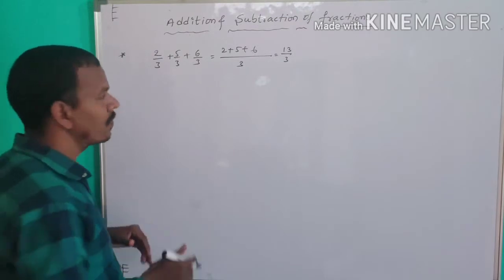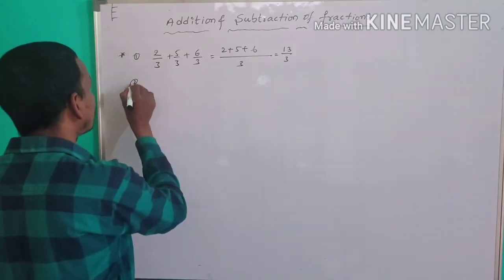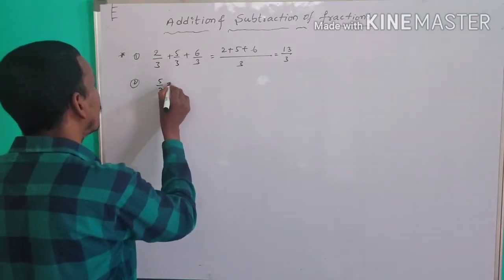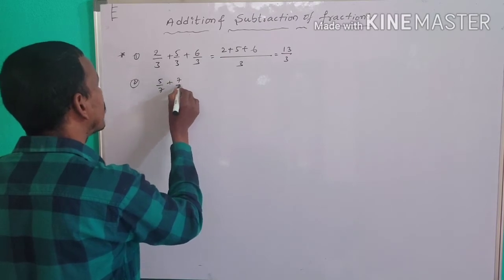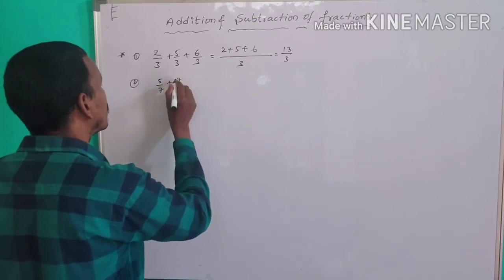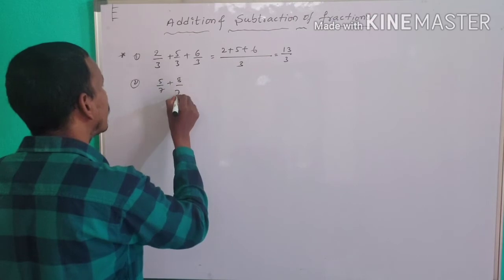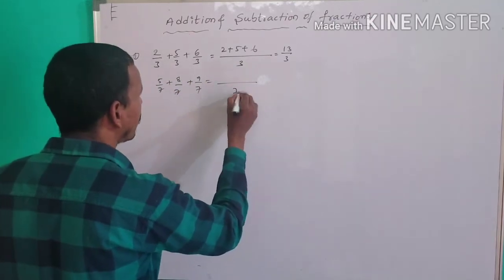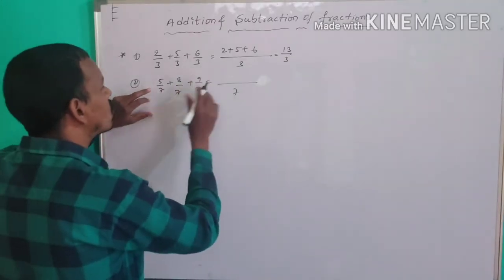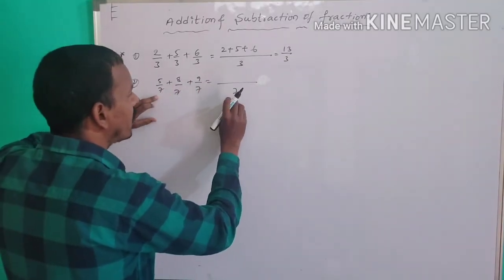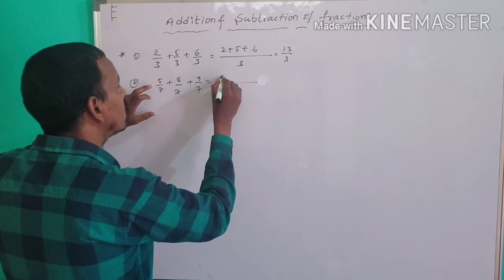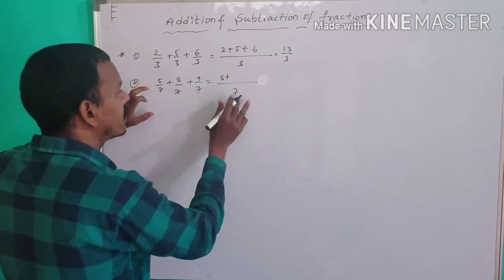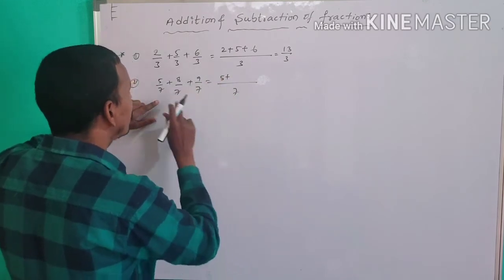It is very easy. Now a second example: 5 by 7 plus 8 by 7 plus 9 by 7. All denominators are the same. So write one denominator and next we add the numerators. Don't add the denominators. We take the denominator only once.